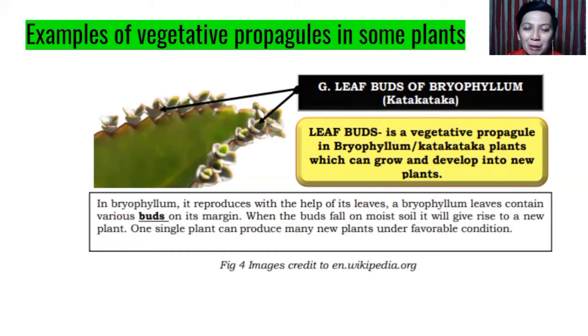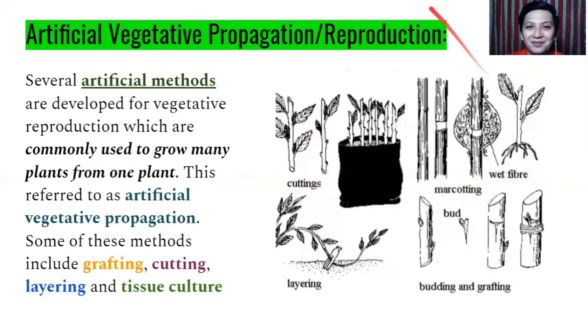So, ayun yung mga bagay na makikita natin when it comes to vegetative propagation of plants. Medyo lesser yung time and effort kasi mismong part lang ng plants, pwede mo na siyang i-reproduce. Next in line, we have artificial vegetative propagation or reproduction.